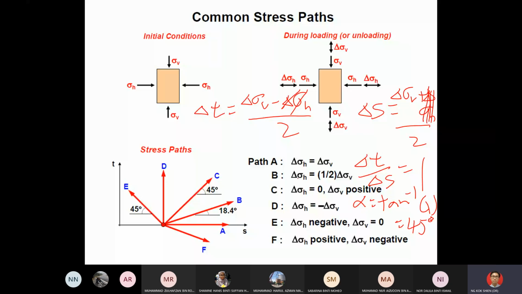Now, you try path B. Try this one. I give you 5 minutes. Try to get the B value here. I mean, try to get the gradient for this stress path. Okay, do it now.